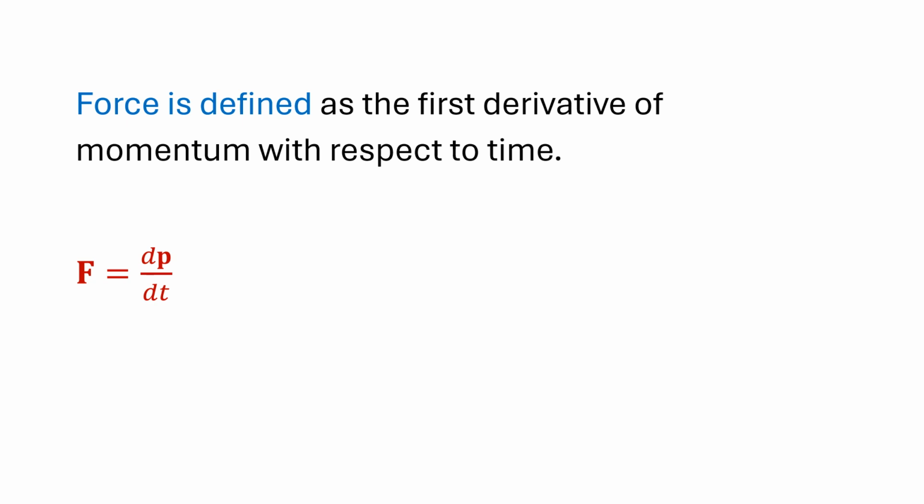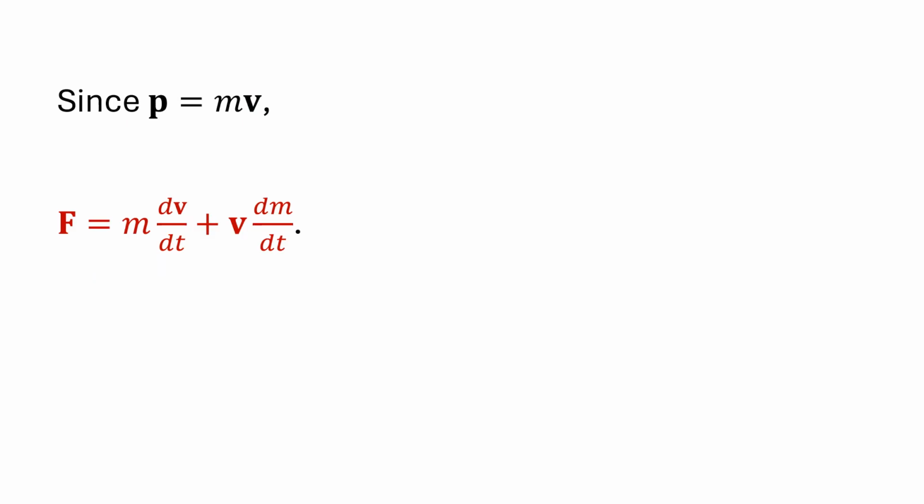Force is defined as the first derivative of momentum with respect to time. So the force is the derivative of momentum, and that's by definition. That's where force is actually formally defined. This momentum is a product, mv. Force is, according to the product rule for derivatives, m dv/dt plus v dm/dt.